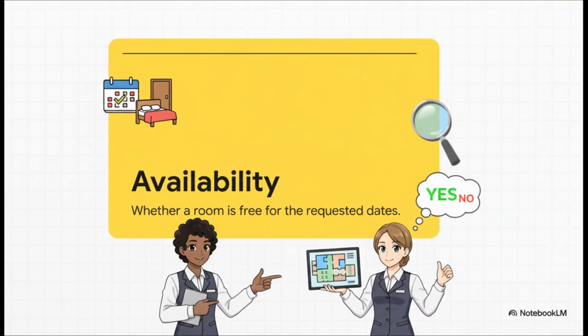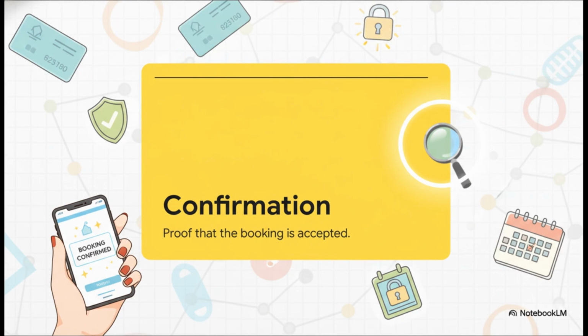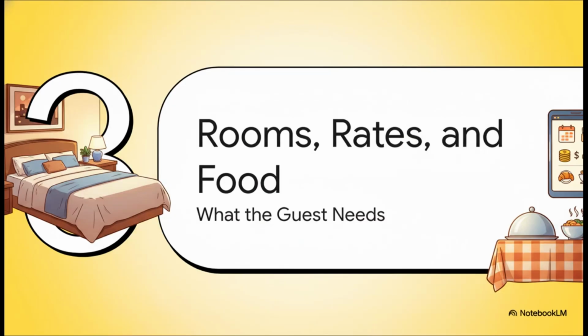Next up, we have availability. This is a big one. Before you can book any room, you have to check for availability. It's a simple question. Is a room free for the dates the guest wants? The answer is either yes or no. All right, so after you've made the booking, what's next? You give the guest a confirmation. A confirmation is basically proof. It's how you tell the guest, yep, your room is booked, it's all set. And you know what? This makes the guest feel really happy and secure. You're doing great. Okay, let's move on to section 3, rooms, rates, and food.